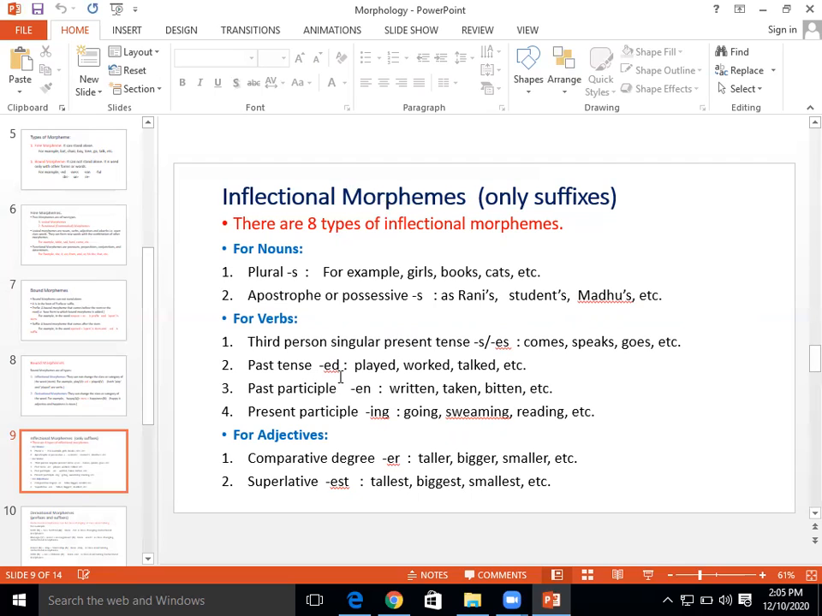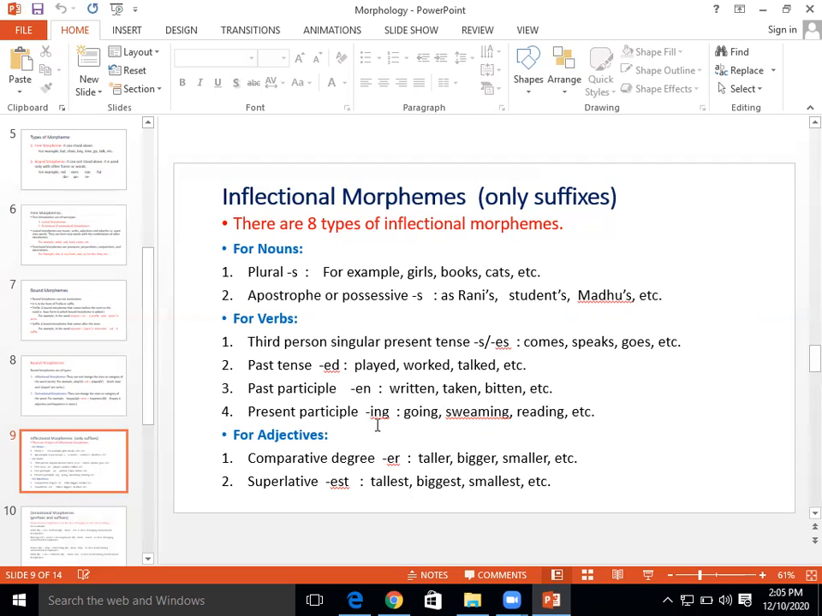Then past tense, ed: played, worked, talked. When ed comes after a verb, then it is an inflectional morpheme. Okay. Then past participle, en, in the verb. Again in the verb, when we add en with the verb, then it becomes an inflectional morpheme, or inflectional en, that is inflectional suffix, that is written, taken, bitten, etc.